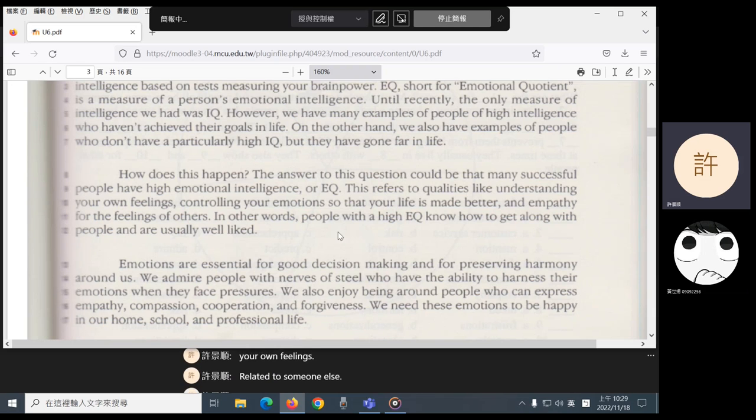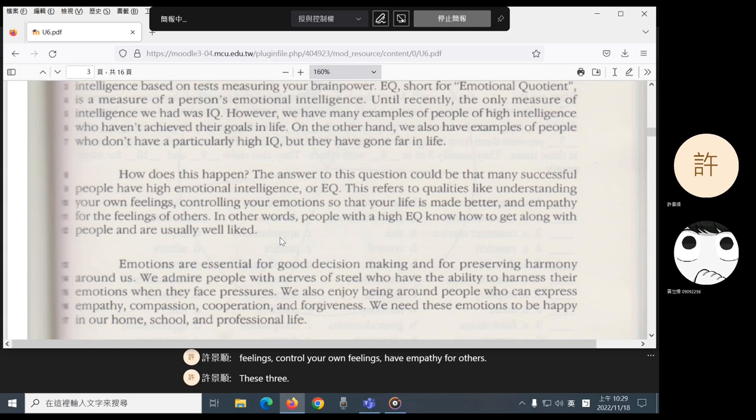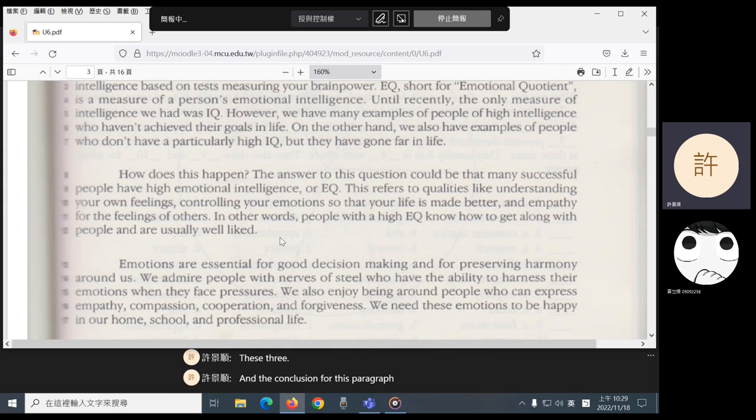Okay, so some examples of empathy: understand your own feelings, control your own feelings, have empathy for others, these three. And the conclusion for this paragraph says, people with high IQ know how to get along with people. In Chinese, we call this 跟人相处, to get along. In English, this phrase, to get along, means that it's not perfect. It's not like everybody is happy. To get along means to get by, 勉强过去. The idea is related to the idea of tolerance.